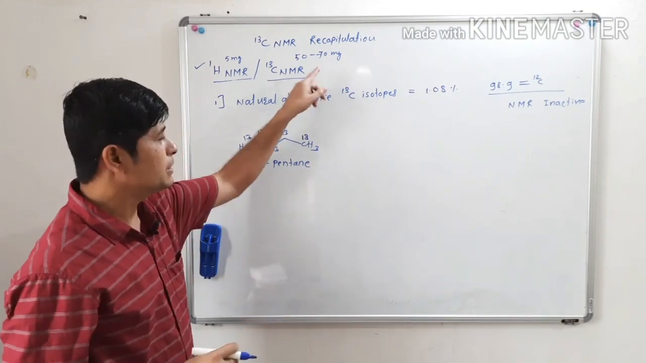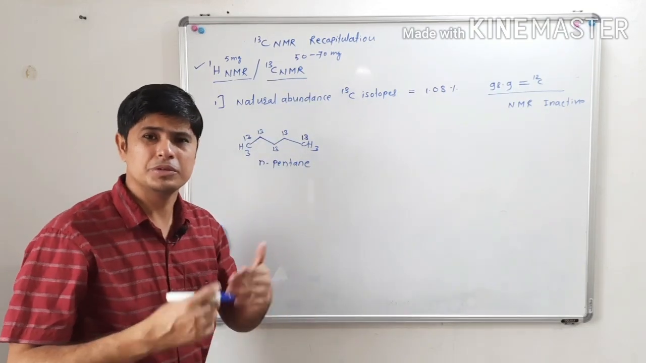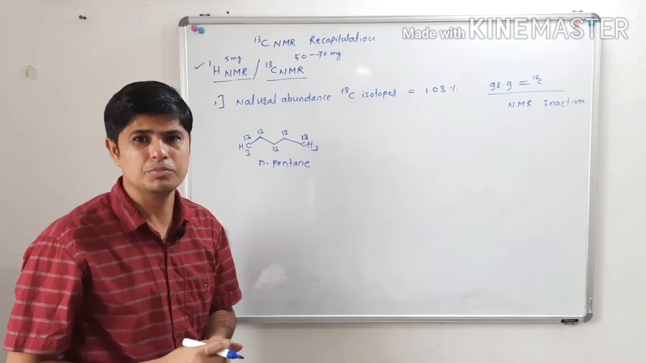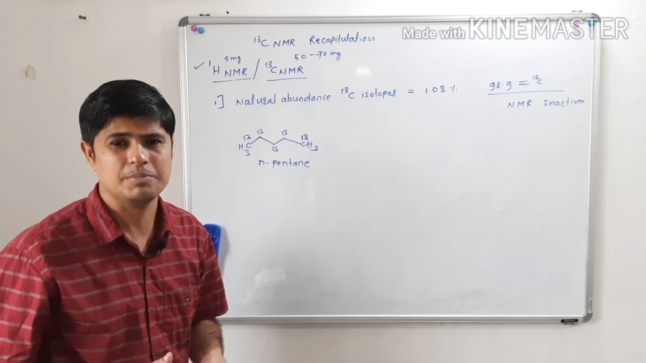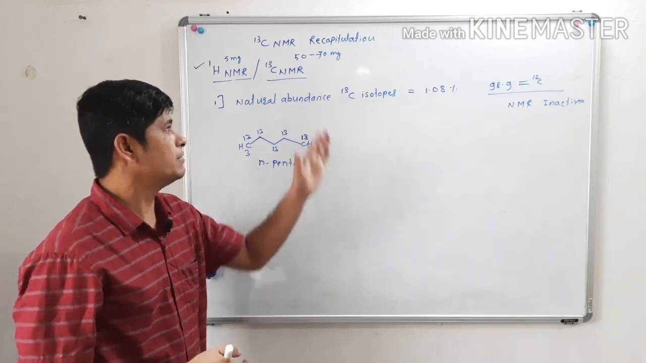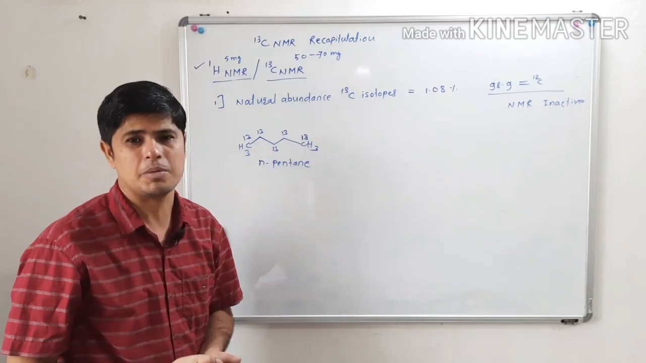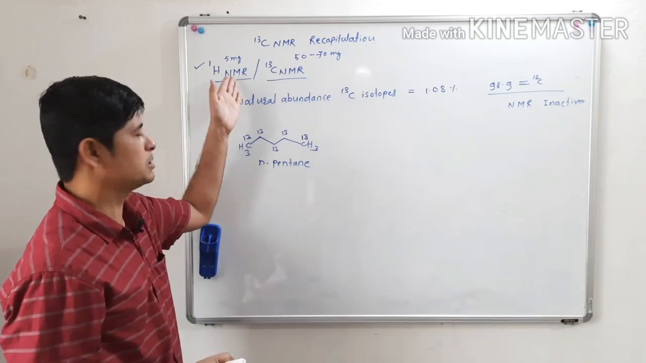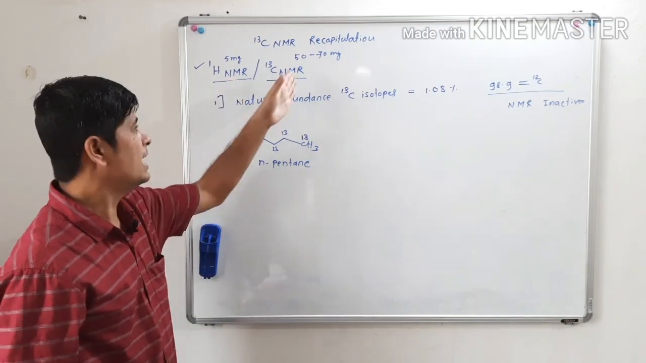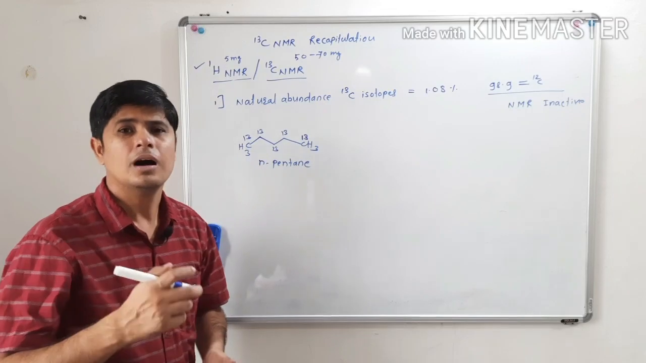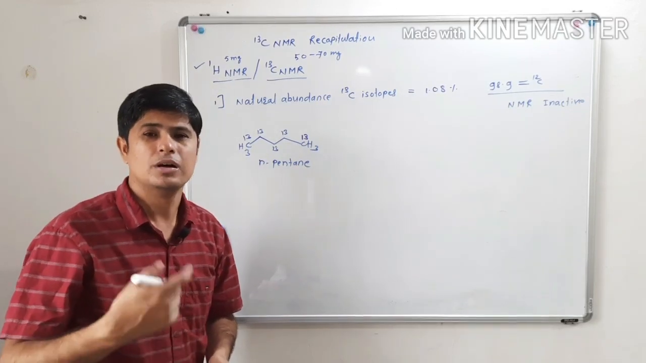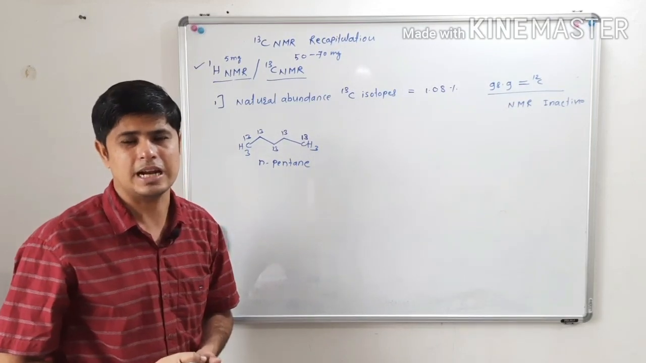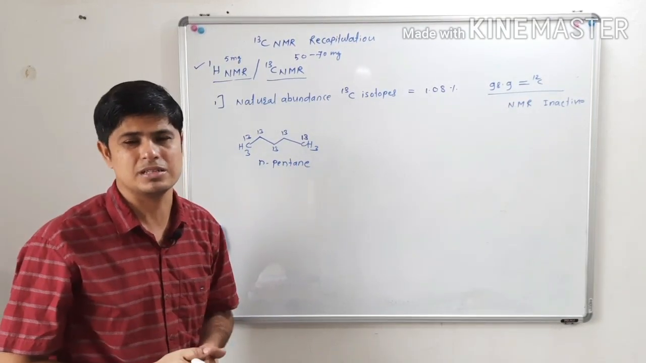And giving this much sample, we also have to give more time for scanning. That means recording the spectrum takes much more time in the case of carbon-13. For 1H NMR we get the spectrum hardly within 5 minutes, but here it takes around 2 to 3 hours. Sometimes it may take a night, around 10 to 12 hours.